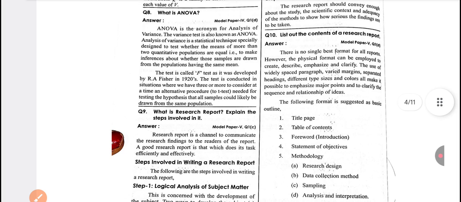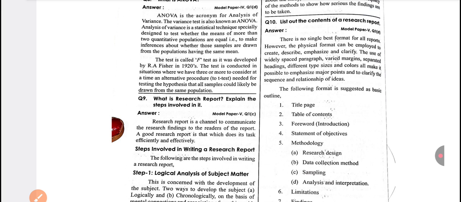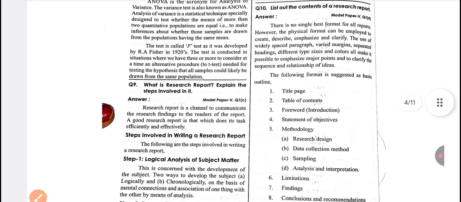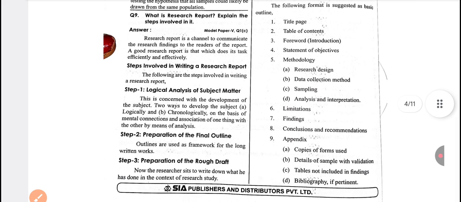And next one, what is a research report? After investigating the research, after finding the solution to the research, at the end, after finishing your case study, you will report your research. That is called a research report. So in the research report, what steps are involved? First one is logical analysis of the subject matter. You need to analyze the situation or subject. You need to prepare the final output.